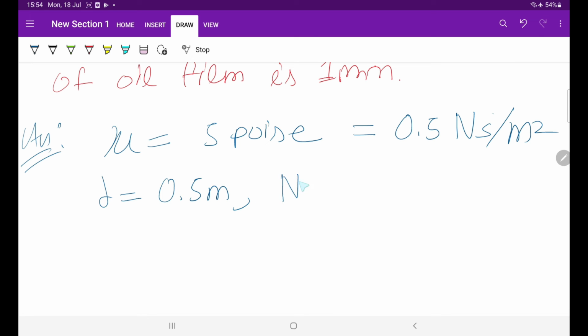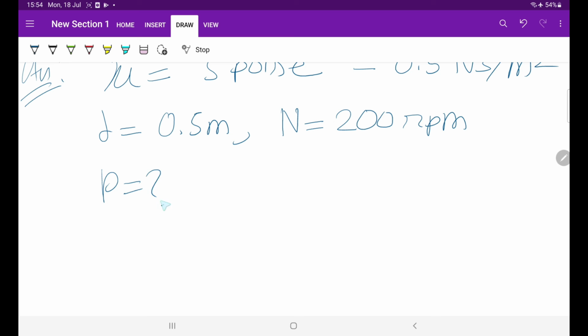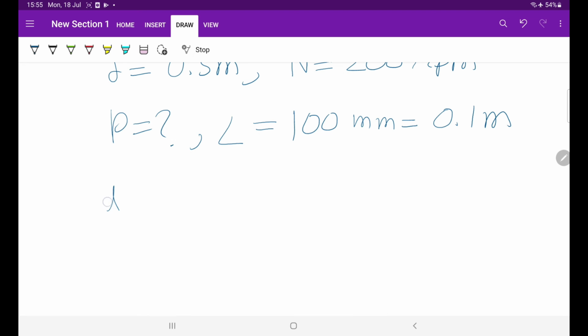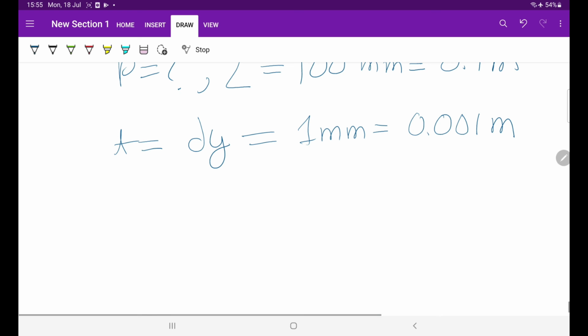And the rotation speed is given in rpm, 200 rpm. Now calculate the power lost. So P, they are asking, question mark, power lost in oil, and length obviously they have given as 100 mm. So 100 mm means 0.1 meter, and the thickness of the oil film t, or you can just write here directly as dy, because thickness of the oil film is 1 mm, or you can call it 0.001 meter. Directly I will write 0.001 meter.